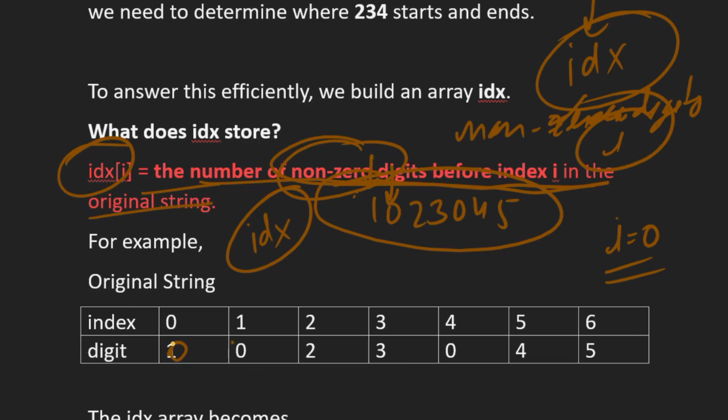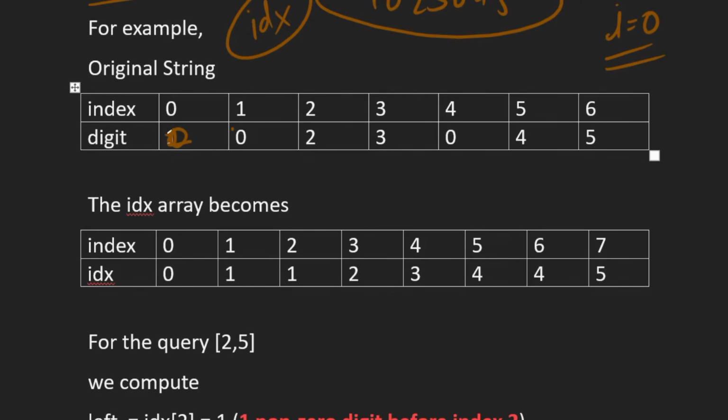Oh sorry, I got it wrong. This is our original string, that is 10102345, and this is our index array. So before index 0 we have 0 non-zero digits.